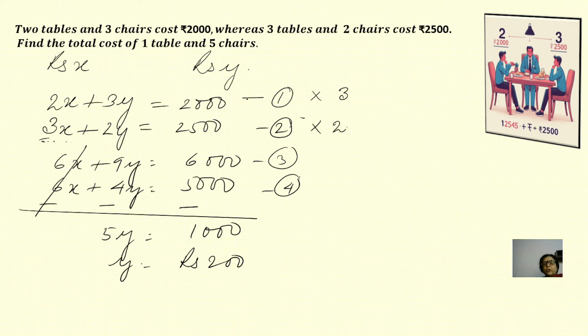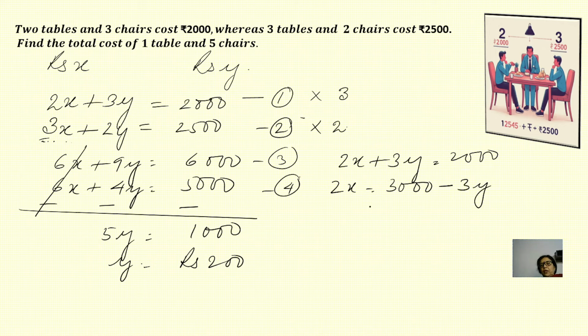Now we can get the cost of a table by any of the equations. So let's take the first equation. 2x plus 3y is equal to 2000. So here I am going to transfer first 3y to the right hand side. So this becomes 2x is equal to 2000 minus 3y. So 2000 minus 600, that gives us 1400. The cost of a table becomes 700.